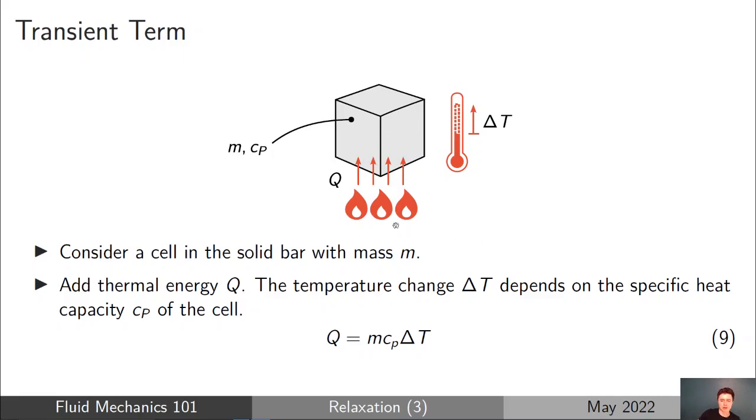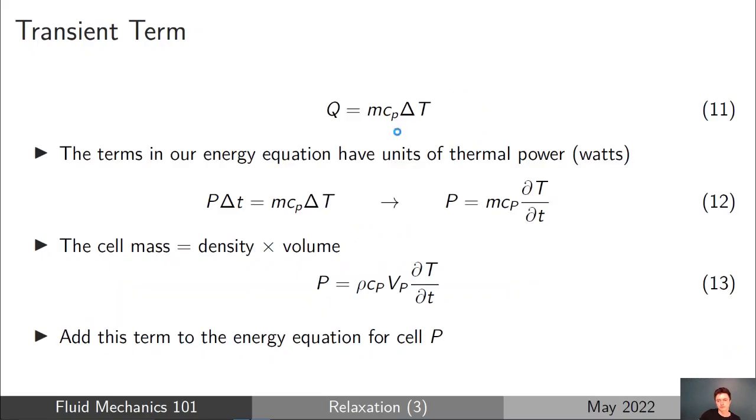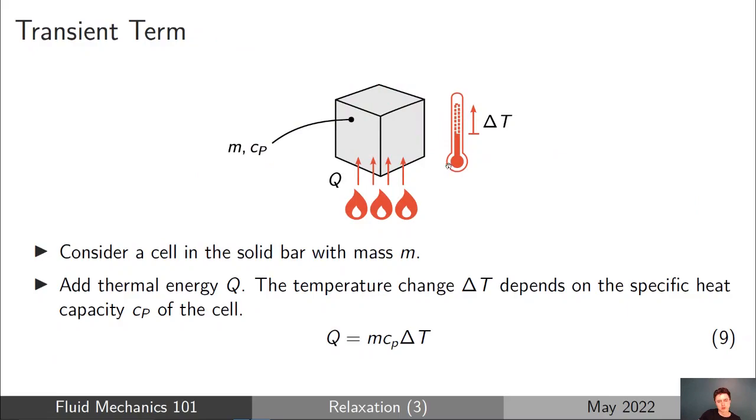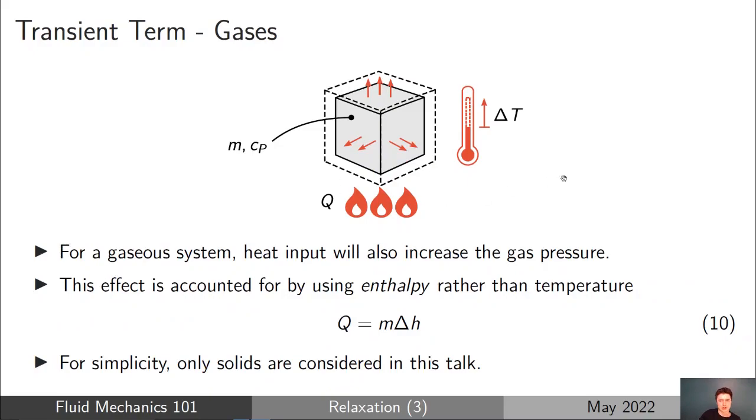So this is what would happen if we add thermal energy to a particular bar, an element in the mesh. Of course, that treatment only applies for solid cells, the MCp delta T. If this was an element of mesh with a gaseous system, then adding heat to this particular region of gas would increase its pressure as well as increasing its temperature. And so if we were considering a general fluid system, then we would actually write this in terms of a change in enthalpy rather than a change in temperature. So we could account for the change in the pressure as well as the temperature.